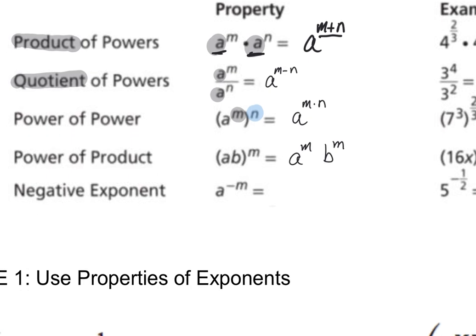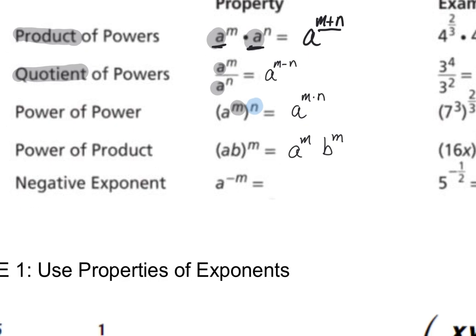And finally, a negative exponent. Again, notice the negative is on the exponent only. We take the reciprocal, or 1 over a to the m. We're going to use these rules to simplify expressions.